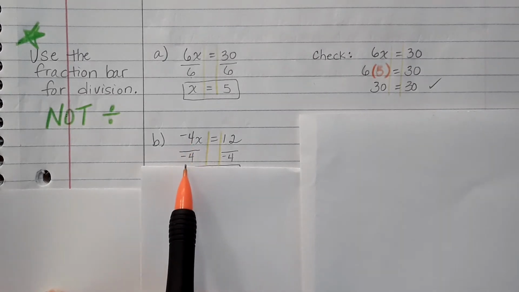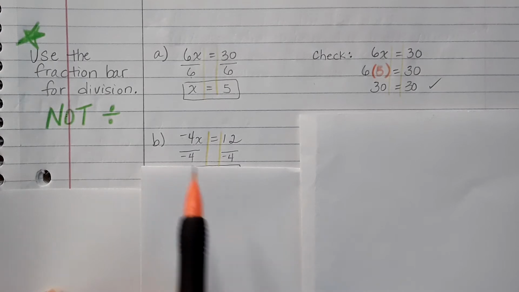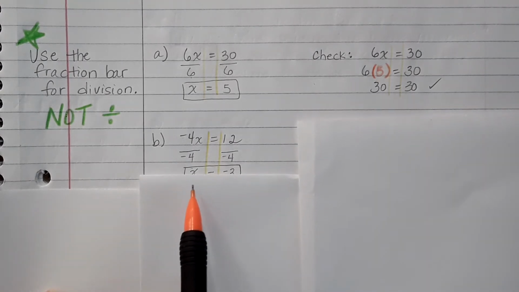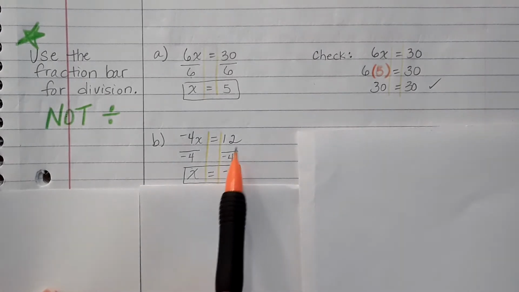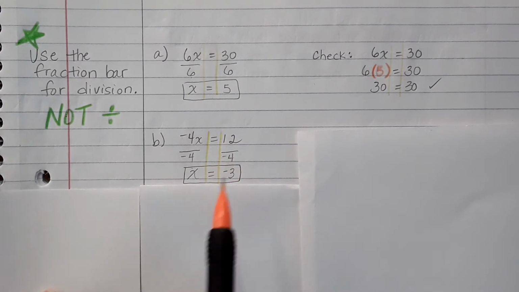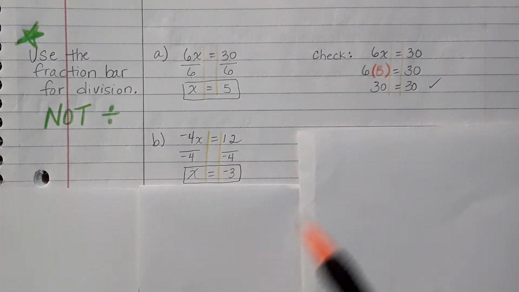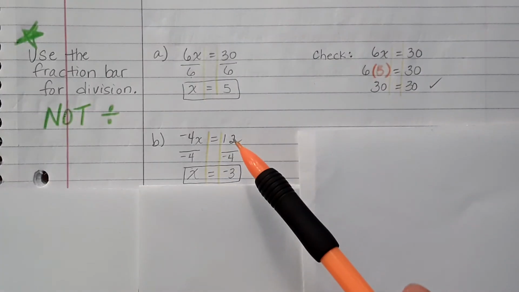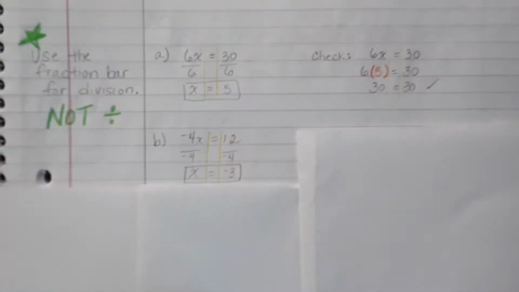And working down, any value divided by itself equals 1. We don't need to write 1x, just x. And 12 divided by negative 4 equals negative 3. Remembering our rule that if we are multiplying or dividing with different signs, it's a negative.